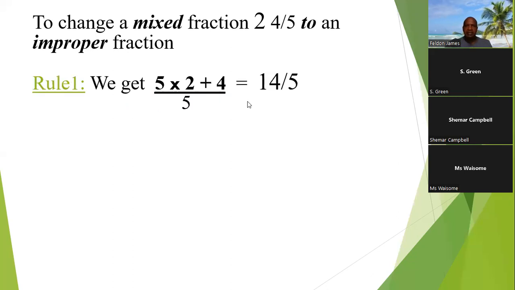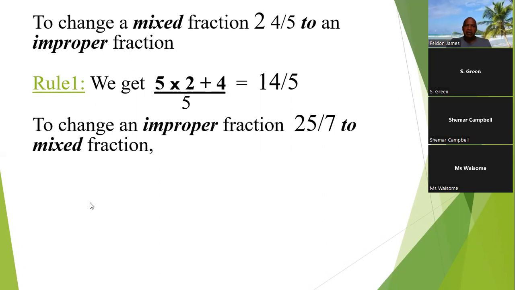All right. Next, what we do in the process is that we multiply the what? Multiply the whole number by the denominator, then we add the numerator. And so that is the procedure when we are converting a mixed number, a mixed fraction, into an improper fraction.